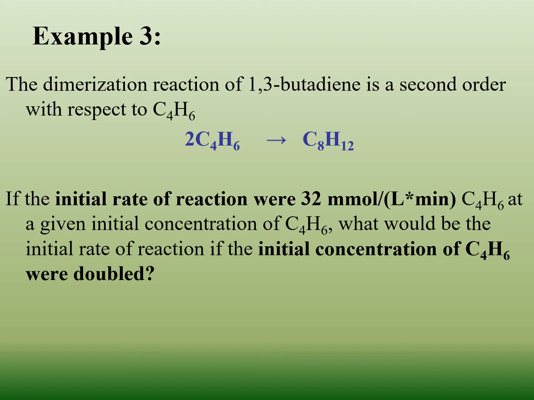The dimerization reaction of 1,3-butadiene is second order with respect to C4H6. A dimerization is an addition reaction in which two molecules of the same compound react with each other to give the product. We are asked, if the initial rate of reaction were 32 millimoles per liter minute of C4H6 at a given initial concentration of C4H6, what would be the initial rate of reaction if the initial concentration of C4H6 were doubled?